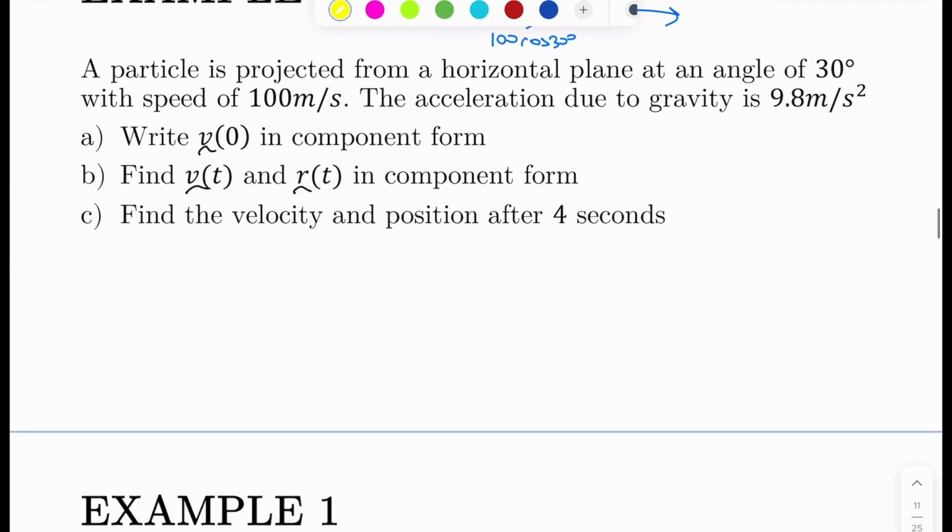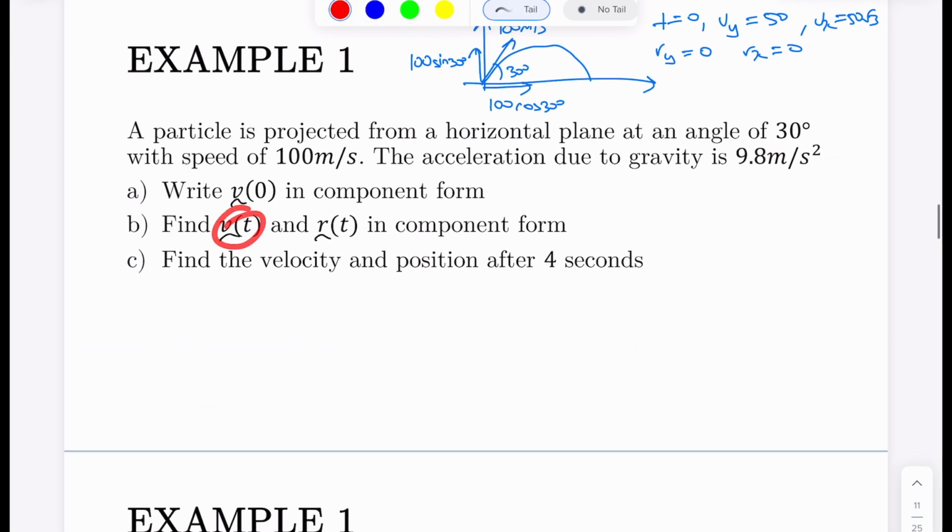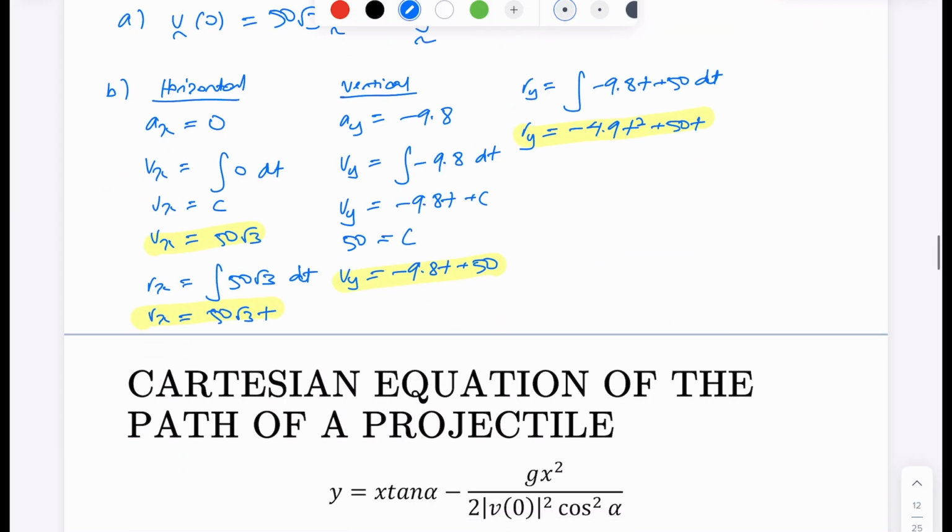We're not quite done yet because they've asked us to actually figure out what the velocity vector is over time and what the displacement vector is over time as well. So we need to put these equations together.